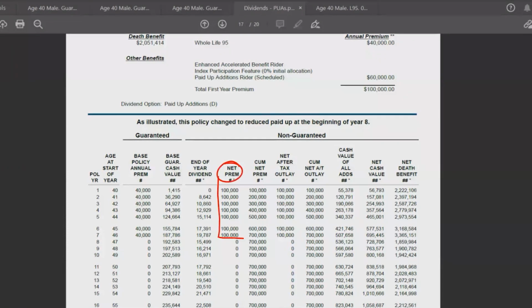We can go longer here. We just did a 7-pay. There's your base premium, 40K. How much of that shows up in cash value in the first year? Just about zero. It's a little bit more than zero. You can actually see it right here.